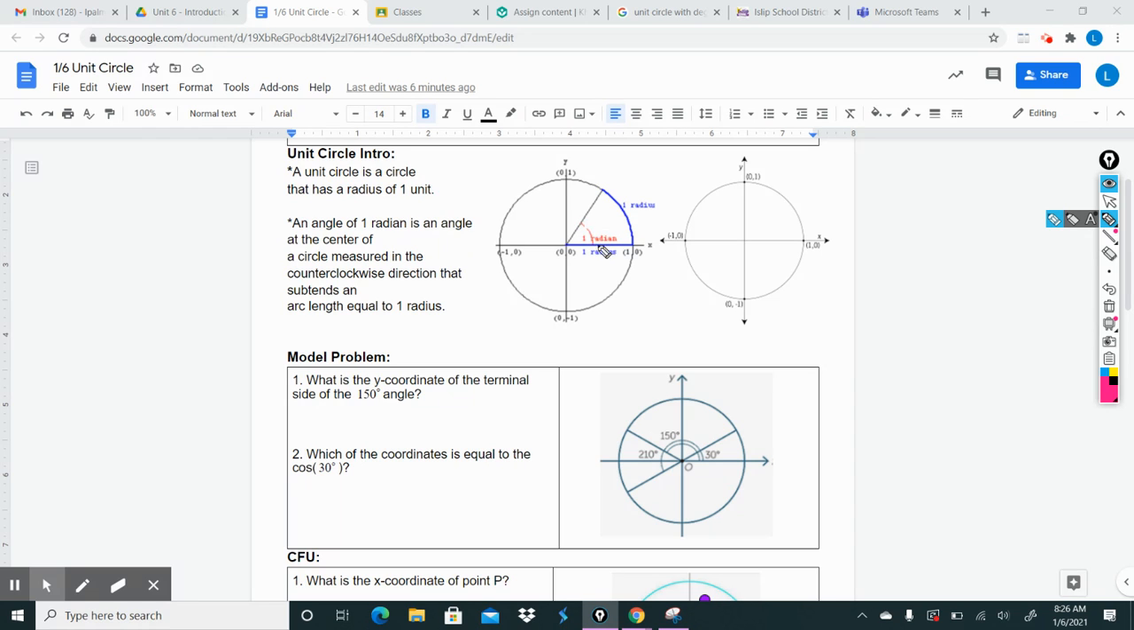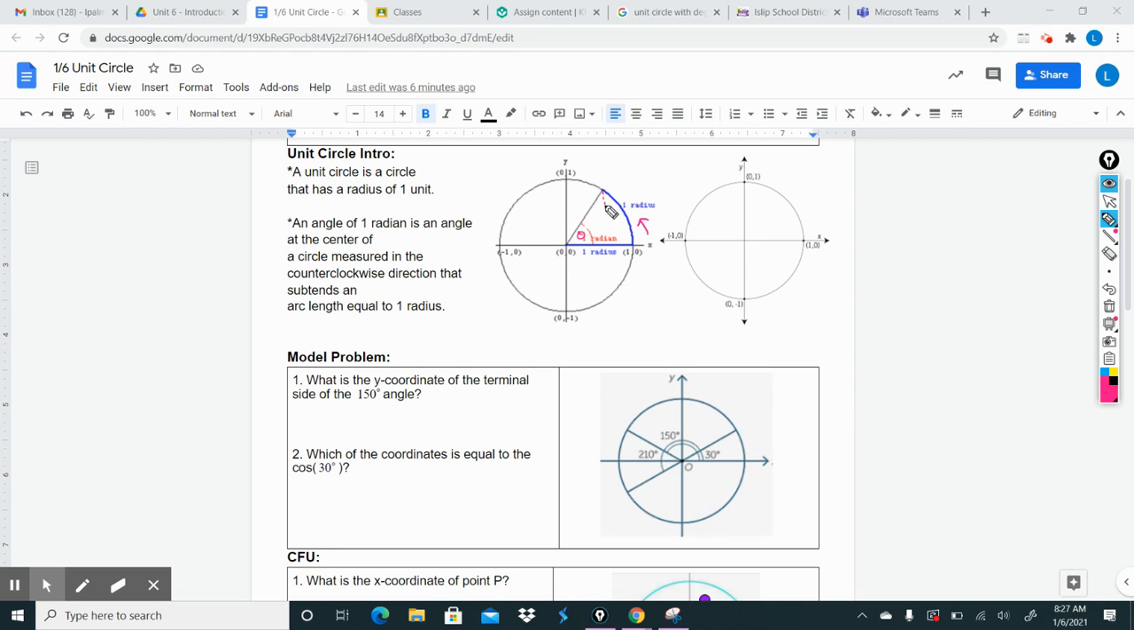Here's that angle at the center of the circle, which is measured in a counterclockwise direction that subtends an arc length. This is that arc length that is created, which is equal to 1 radius as well. So if you have 1 radius here, this arc length is also 1 radius. If we call this angle theta, because we don't know exactly what degrees it is, we can also identify the trig ratios here.